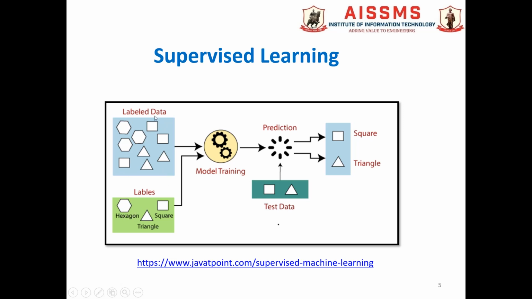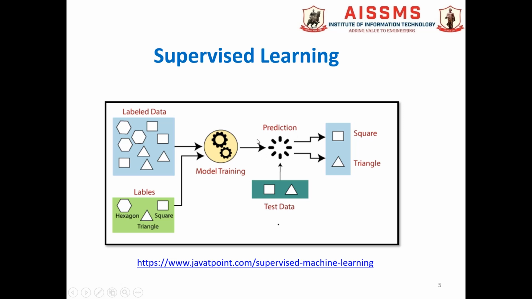If we give this whole label data for training, then the system will learn from its feature that if a particular figure has 6 sides, it belongs to hexagon. If a particular figure has 3 sides, it belongs to triangle. So such training it will take from that label data, and it will come up with a proper model.